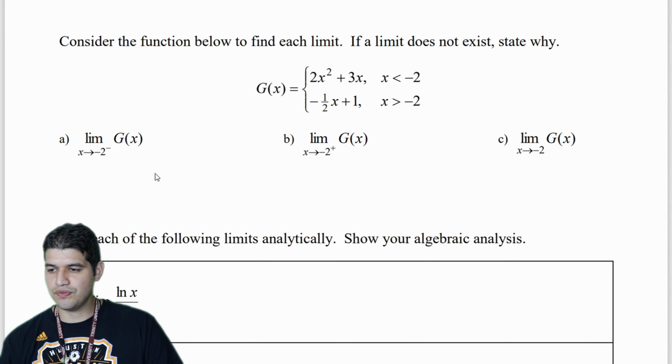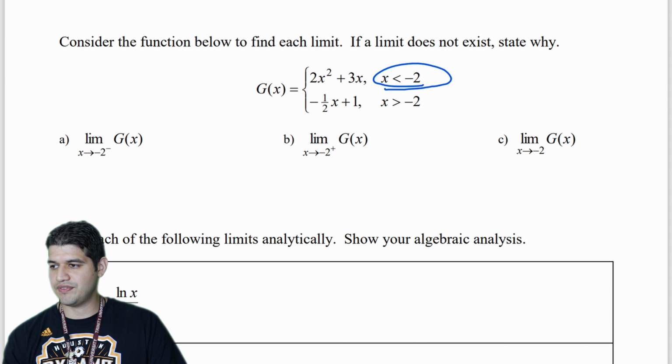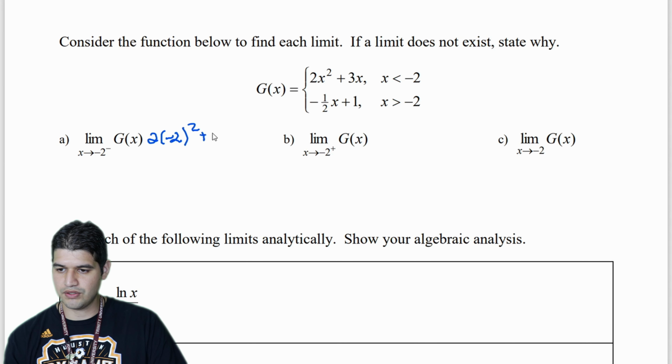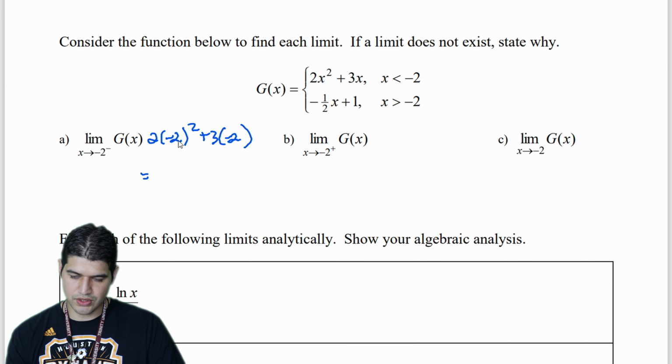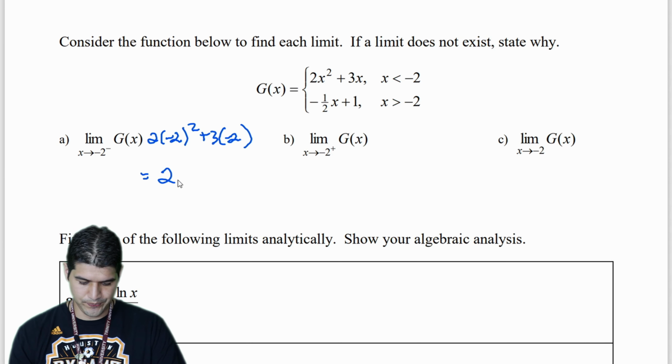All right, so -2 from the left, so those are values that are going to be less than -2. So -2 from the left, I'll substitute in -2. So 2 times -2 squared plus 3 times -2. And -2 squared is 4. 2 times 4 is 8. 8 minus 6 gets me 2.